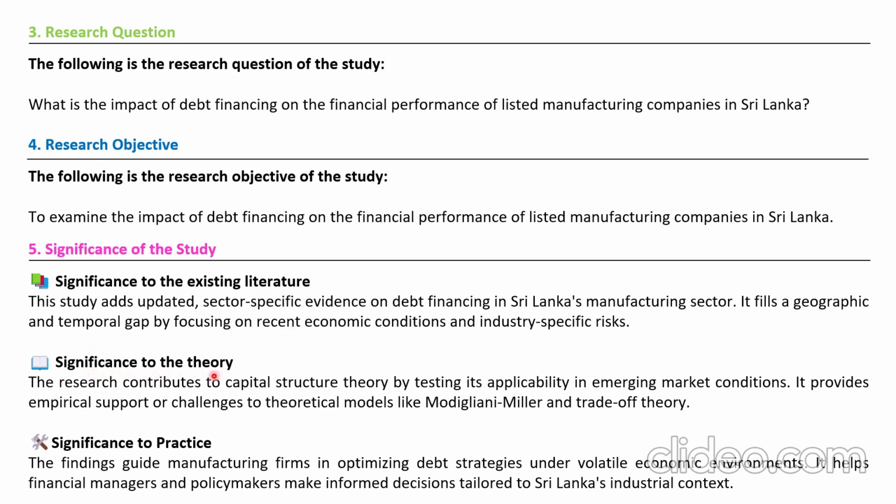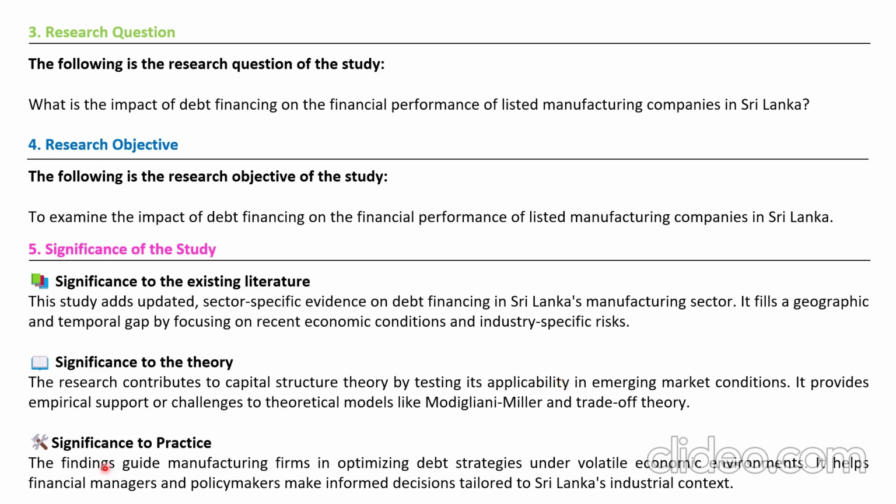And let's look at the significance to the theory. It says the research contributes to the capital structure theory by testing its applicability in emerging market conditions. It provides empirical support for challenges to the theoretical model like Modigliani Miller and trade-off theory. You can even bring pecking order theory. So simply you should provide the contribution that you are going to give based on the outcome of your research to the theory related with your study.